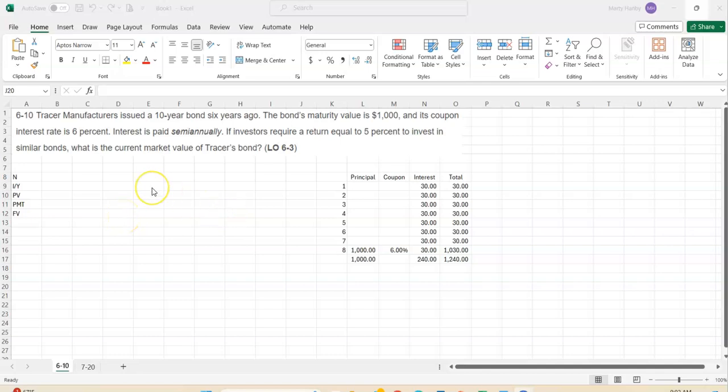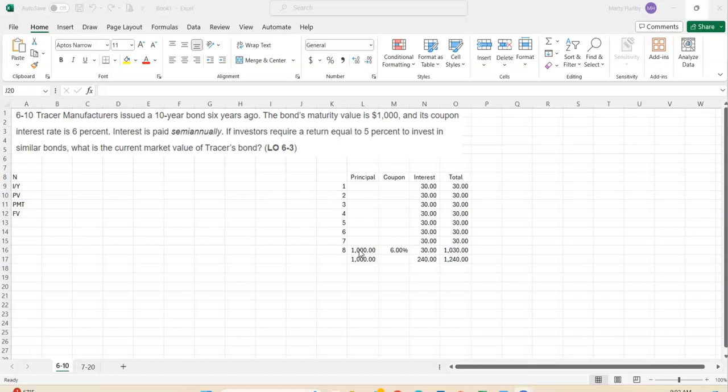Okay, so this is problem 610. This is a bond price calculation. We need to understand what a bond price calculation actually is. What we're doing with the bond price calculation is we're present valuing the maturity value or par value or principal.